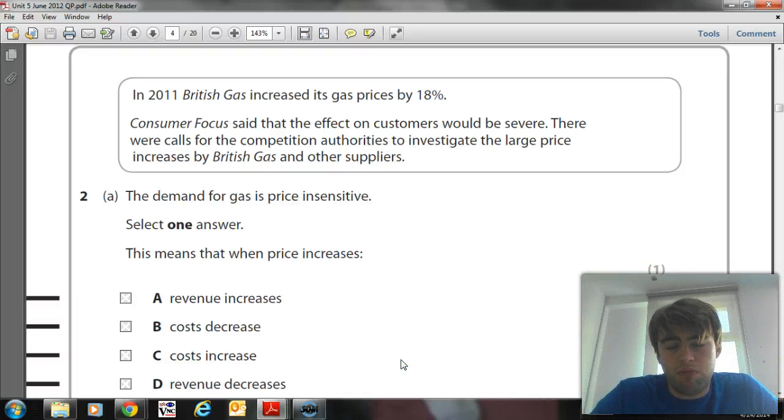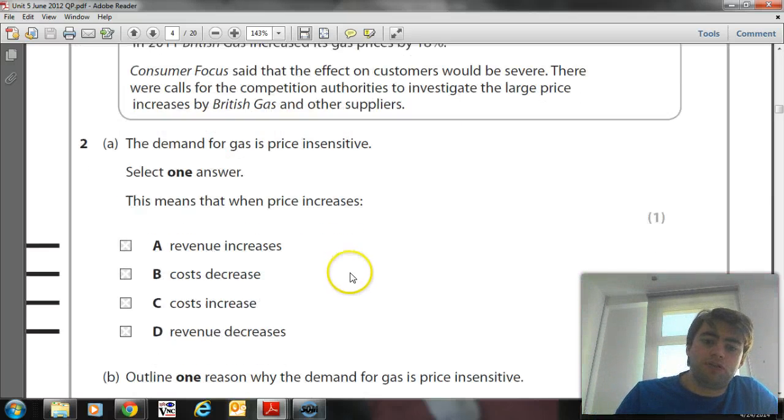It's looking at gas prices. Now, they tell you that gas is price insensitive, and we know that gas is probably insensitive because it's a non-renewable resource. There's no substitute for it within households that have gas, electric ovens or whatnot, in the short period of time that we've got. In the long term, people might switch to electric if gas increases. This is especially relevant given the potential increases in the price of gas with the problems with Russia at the moment. But essentially, we're told gas is price insensitive. So this means that when price increases, revenue will increase.